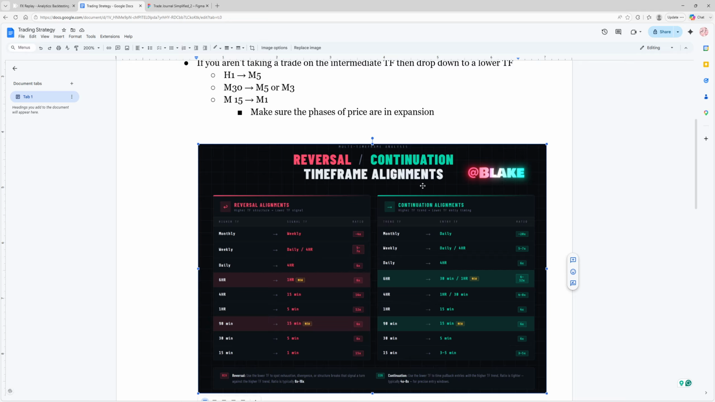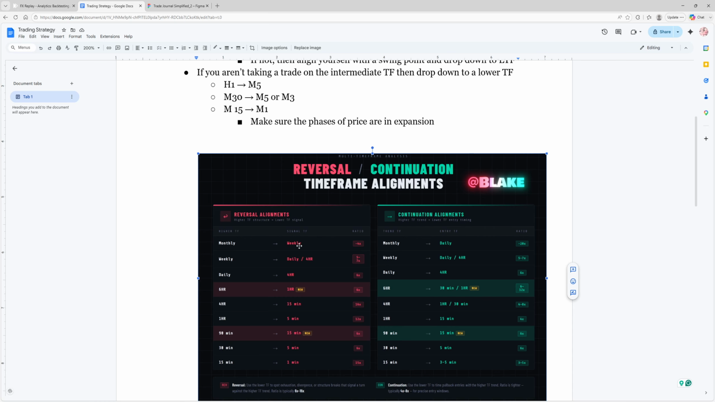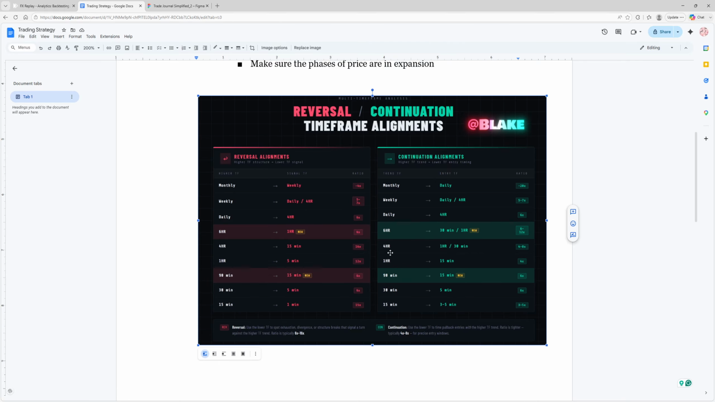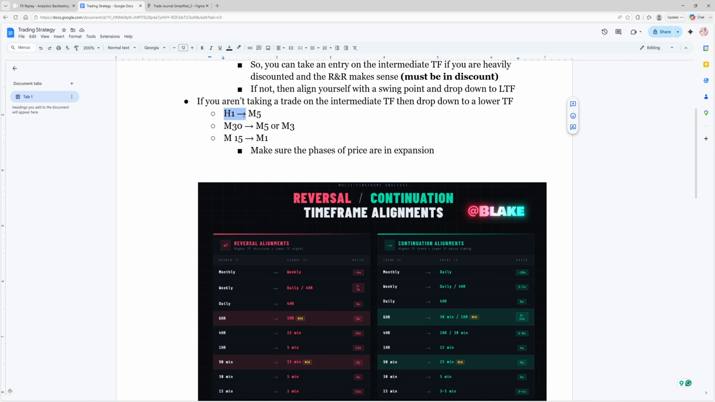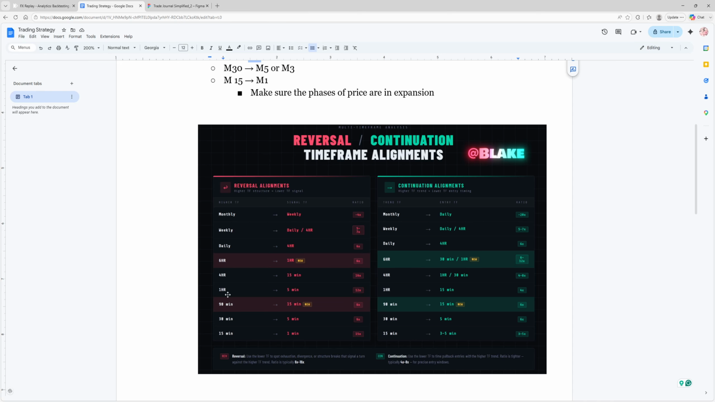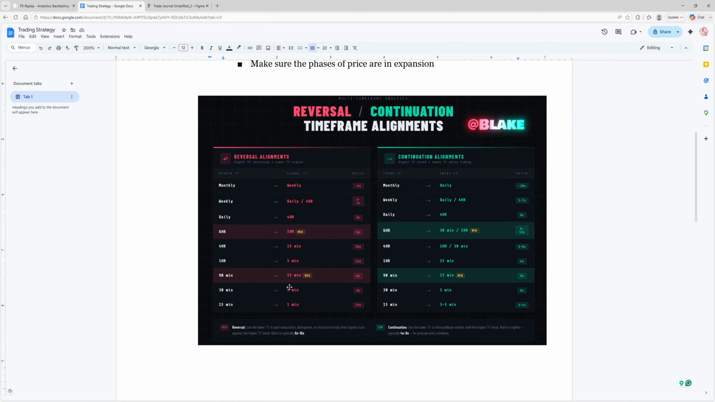And yeah, reversal alignments and continuation alignments. But looking at it now, this is probably not as relevant, to be honest. Because I'm going from the 4 hour and then looking for a 1 hour swing point or a 30 minute swing point, and it's kind of arbitrary. But if you did want to go lower from a 1 hour, you could use a 5 minute. So 1 hour is with 5. 30 minute is with, well, it says 5 here, but it can be a 3 or 5. And then 5 minute is with 1 minute. So it's a nice little chart to have.